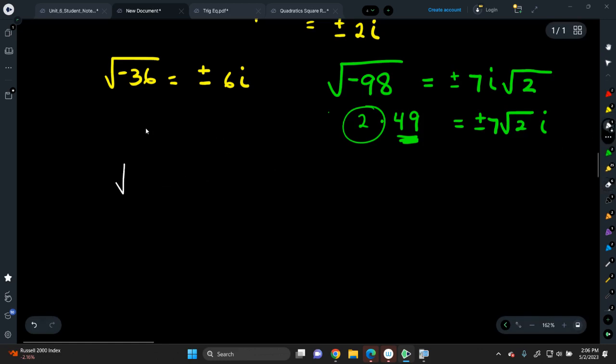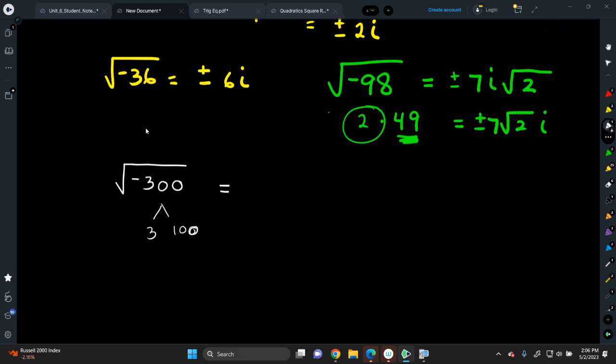How about the square root of negative 300? 10 and 30. There's an easier way. 3 and 100, because 100 is a perfect square. So what's that going to equal? Plus or minus?